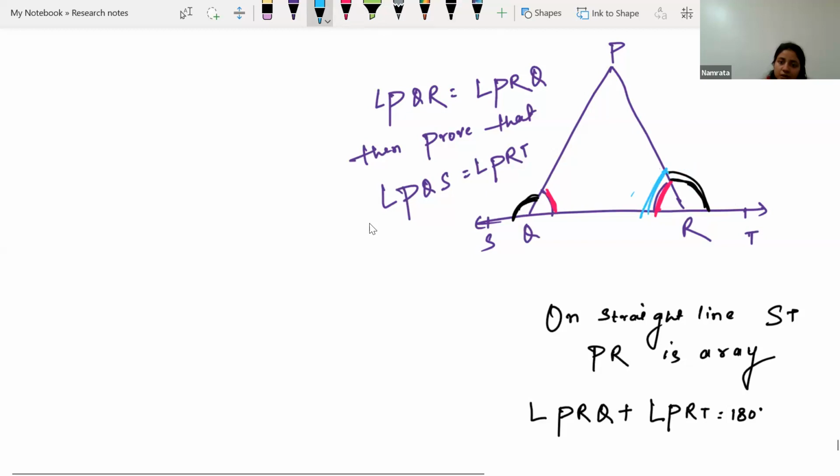Linear pair, this one with this one, linear pair. So that's what we are saying. It will be 180 degree. That is equation number 1.